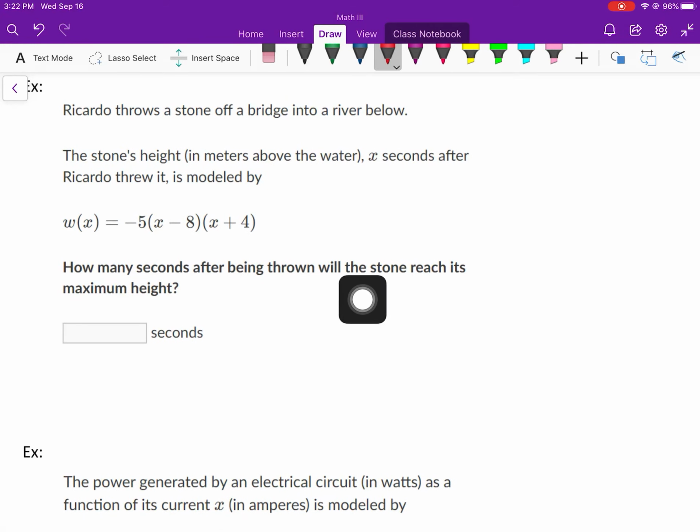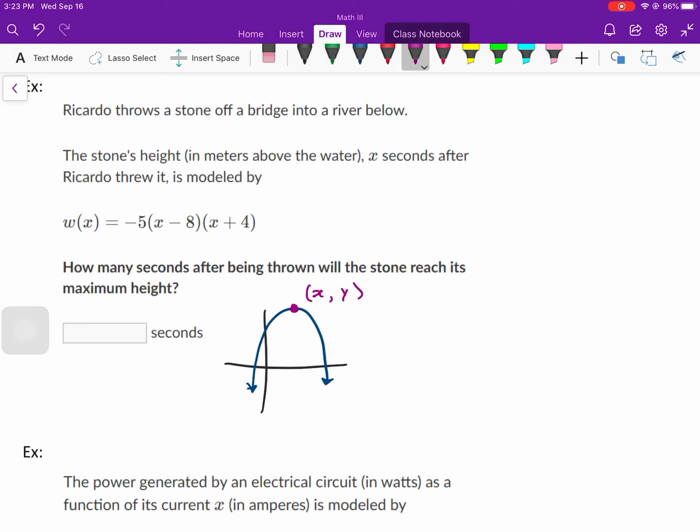How many seconds after being thrown will a stone reach the maximum height? So if you think of this as asking the maximum, which would be right here. Now, is it asking for the x or the y? Remember, if it's asking for the max, that's the y. But if it's asking for when or where, then it's asking for the x. So this is saying how many seconds after being thrown will it reach the maximum height. So we know the x-intercepts are 8 and -4.